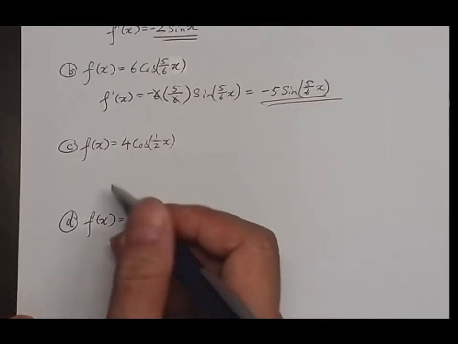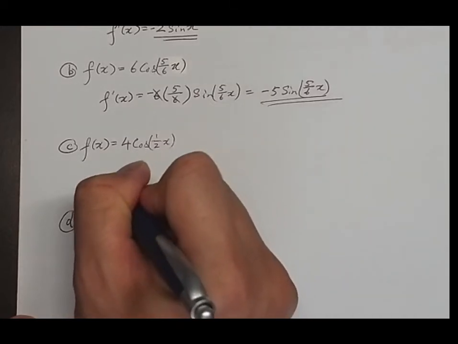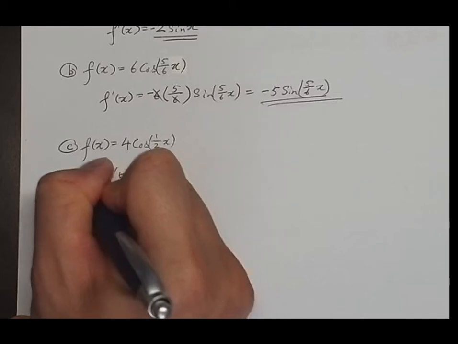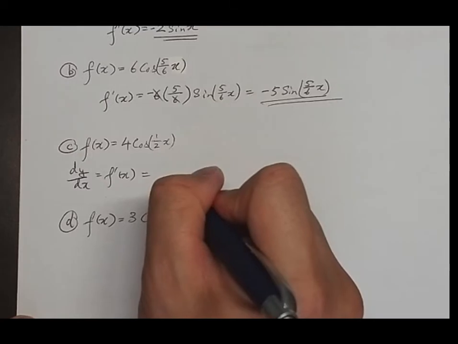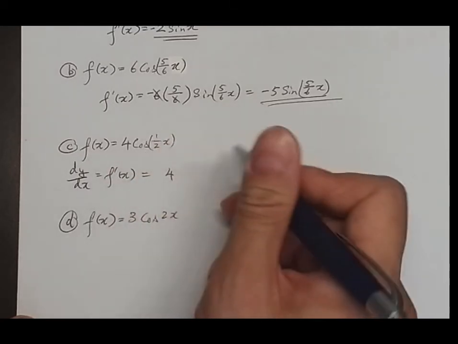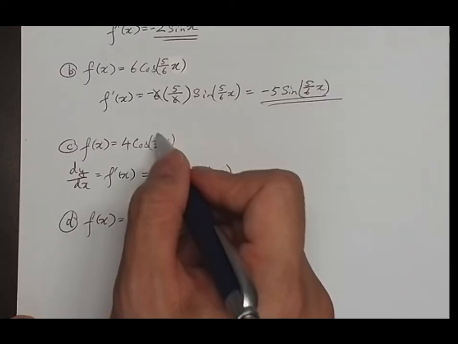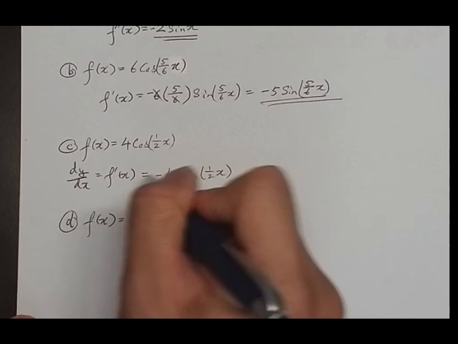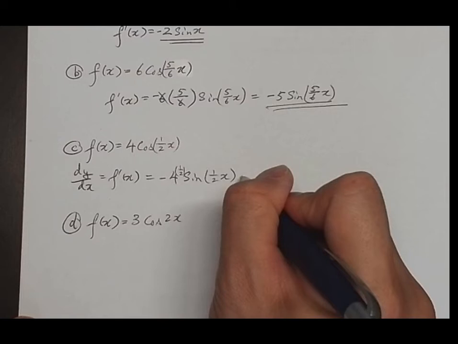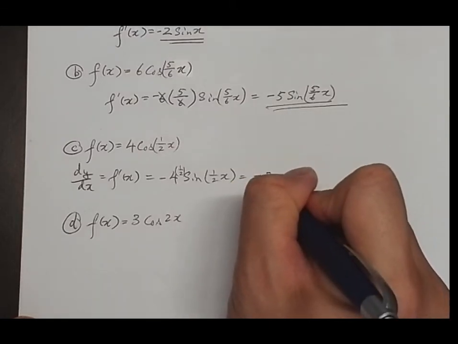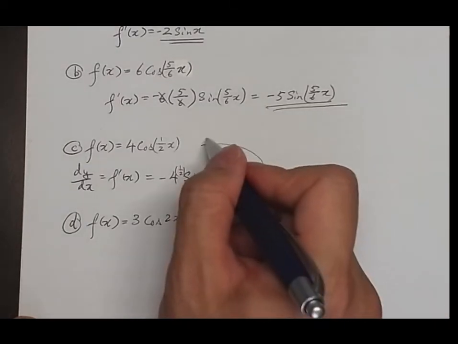And c part here, if f(x) equals 4 cosine half x, f'(x), that means dy/dx is equal to, we keep this 4 and cosine turns into minus sine, so it's minus sine half x. Of course we have to take this half out, so we multiply by half here. I nearly forgot to multiply by half here. So we get minus 2 sine half x. This is the derivative of this function.